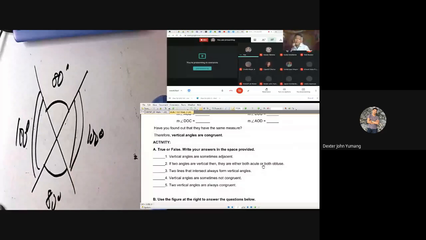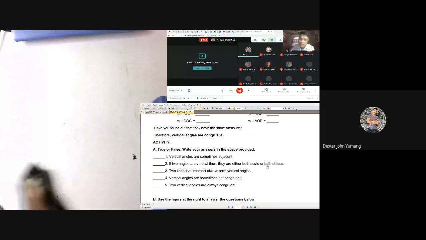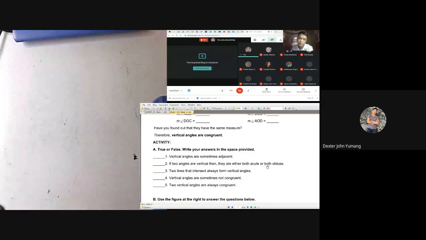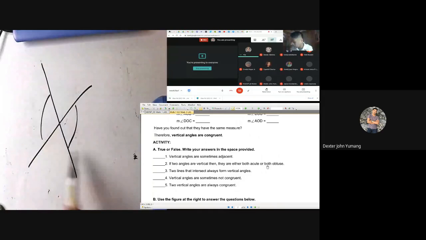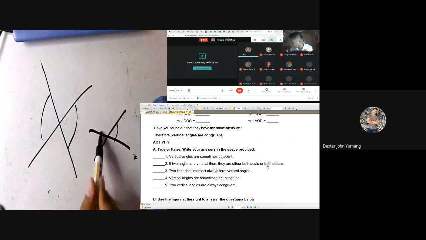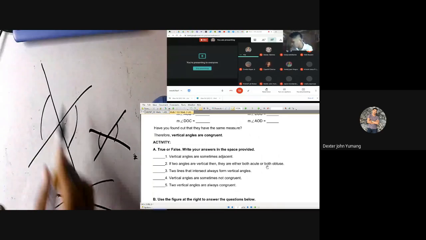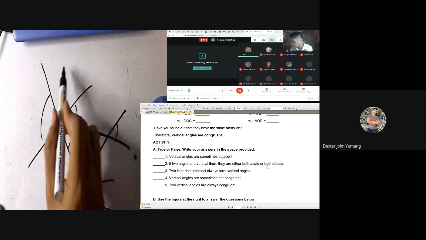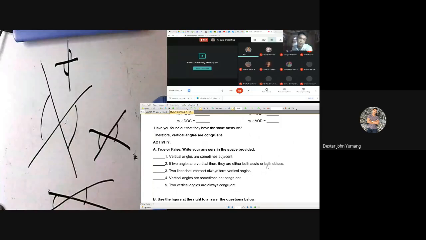Next, number 3. Two lines that intersect always form vertical angles. Do not reveal yet the answer. Just answer on your paper. Lahat daw po ng intersecting lines, merong nakikreate na vertical angles. Vertical angles, magka-opposite. Tingnan daw natin. Meron bang vertical angles na nabuo? Lahat po na nag-cross, meron bang vertical angles? So, true or false?